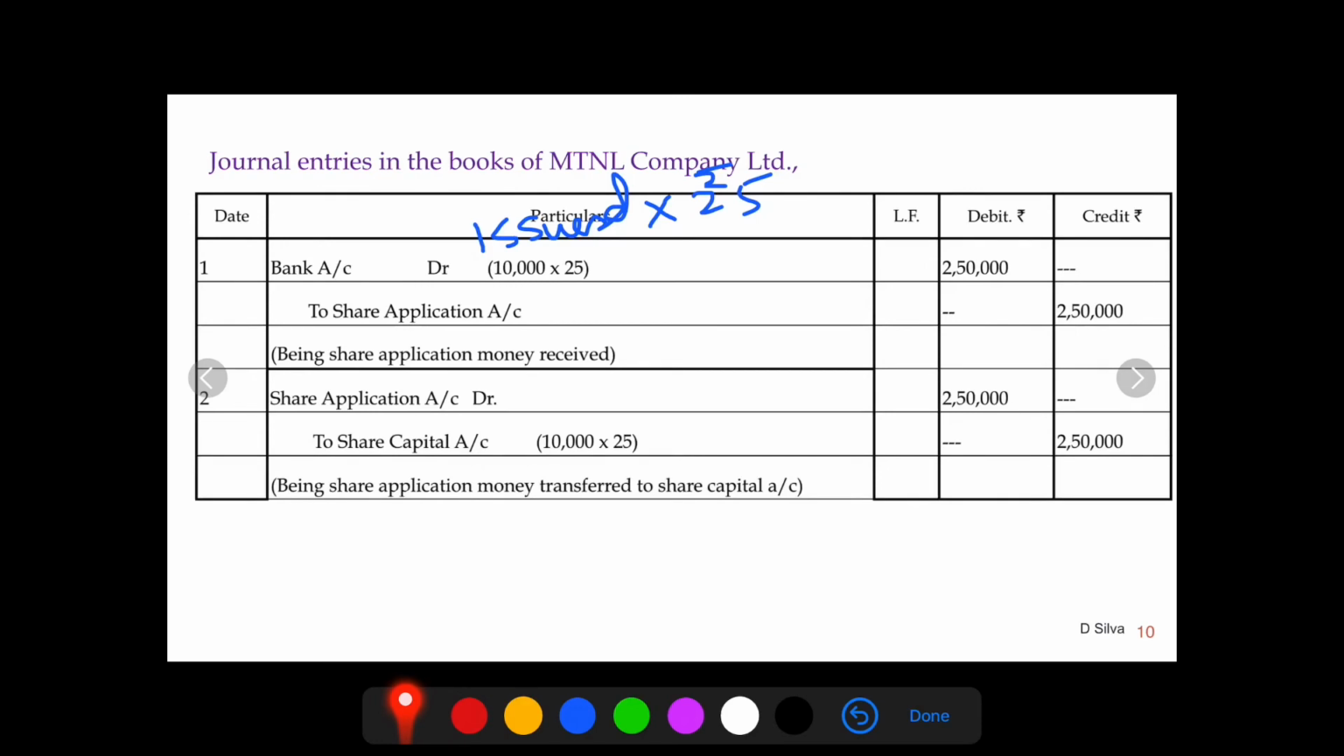Now, in order to transfer this money to share capital account, the journal entry is share application account debit to share capital account. It is the application money. Okay, it is the application money which is now being transferred to share capital. So 10,000 shares of rupees 25 each, 2,50,000 is debited and credited.